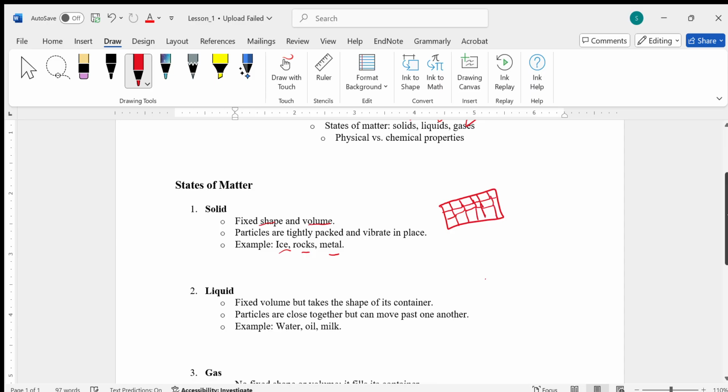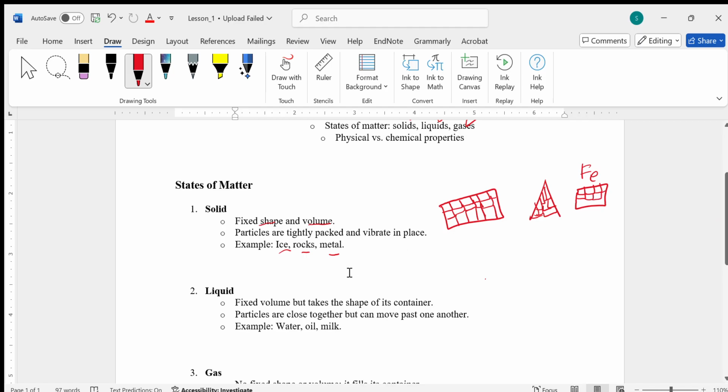So same goes for rocks. For example, mountains, if they are made of rocks, the atoms, elements or molecules inside are very tightly and closely packed. So that's why those are rocks. And similarly in any metal, for example iron, the atoms inside the metal are very tightly packed. That's why they are in solid state.